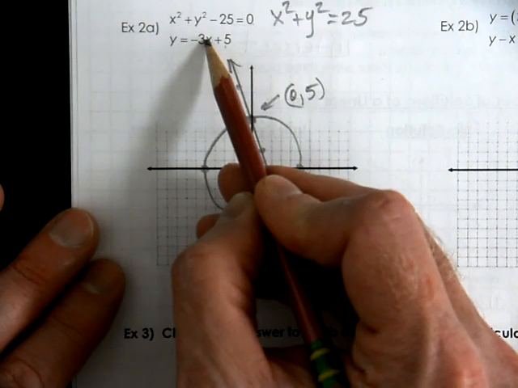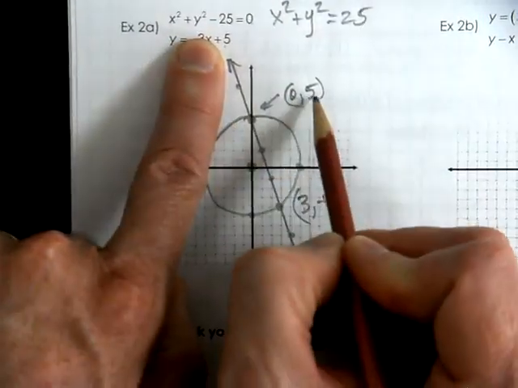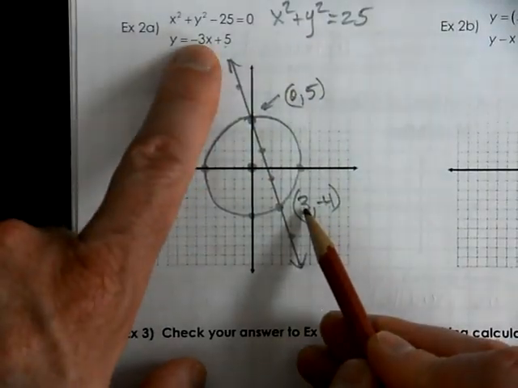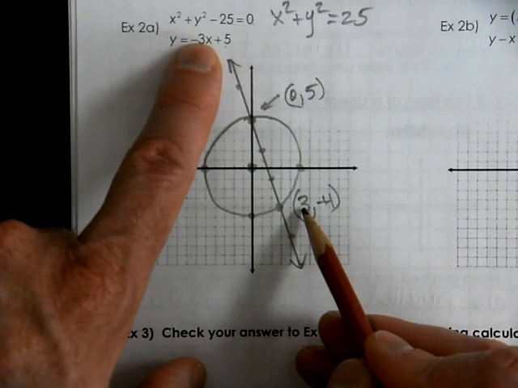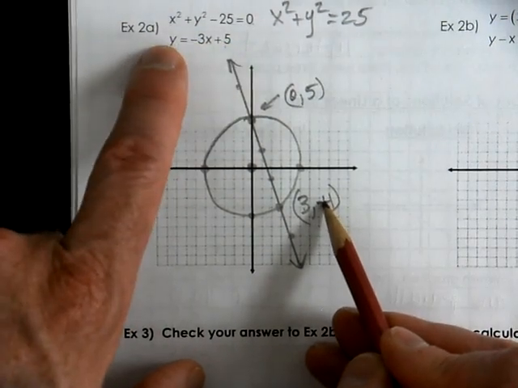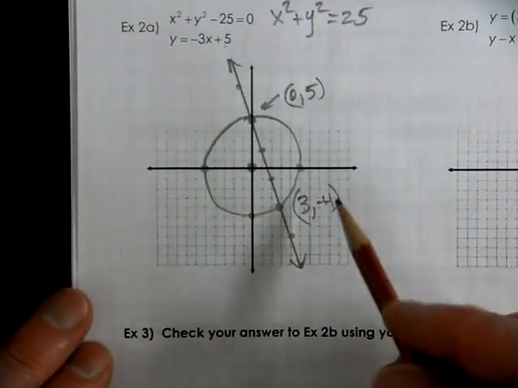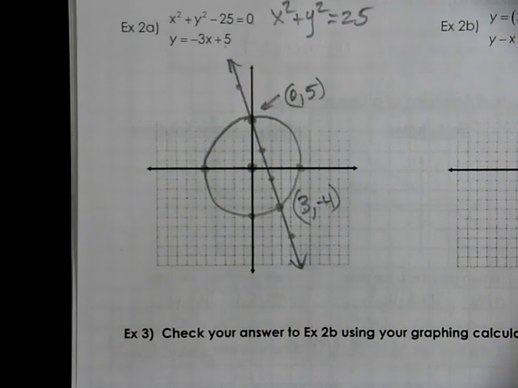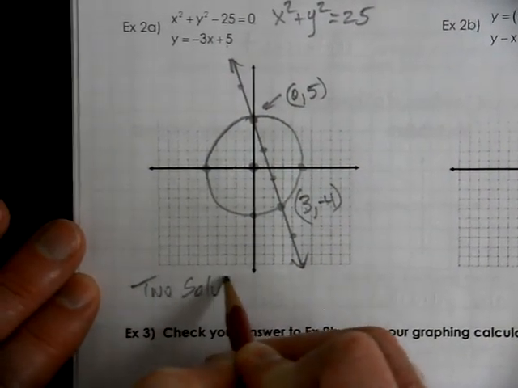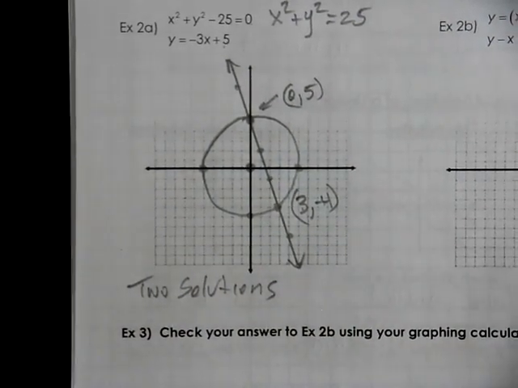Plug in 0 for x, gives you 5 for the y, and that's what we knew it was. So this point works in that equation. 3 for x gives us negative 9. Negative 9 plus 5 gives you negative 4. Negative 4 is what we expect y to equal. So they work in both. So we call that two solutions.